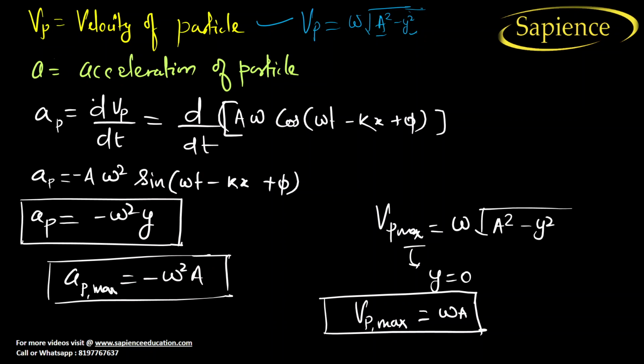Now if we want to find the acceleration of the particle, can we differentiate dVp by dt? So if we differentiate the velocity of the particle with respect to time, we will get d by dt of a omega cos(omega t minus kx plus phi). Why? Because this is the value of the velocity of the particle.